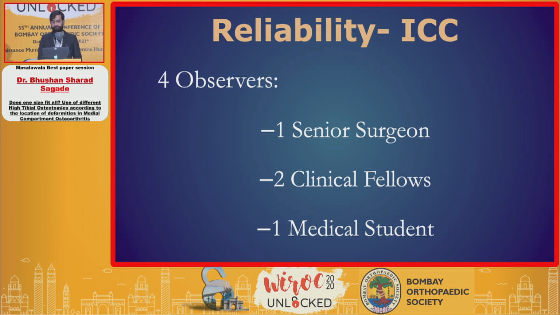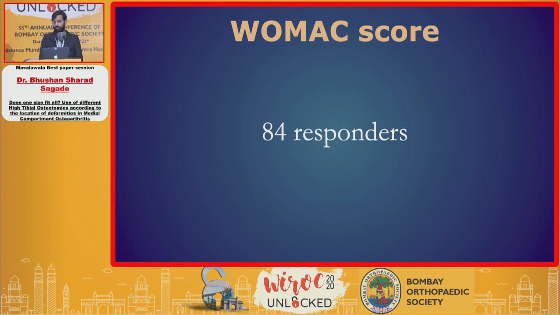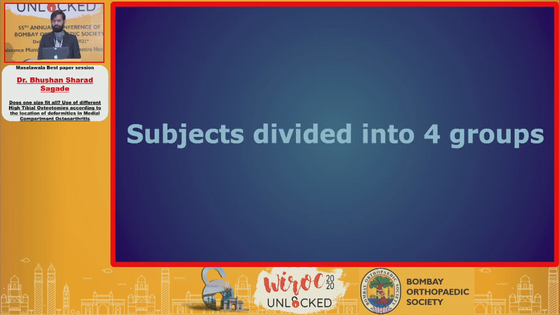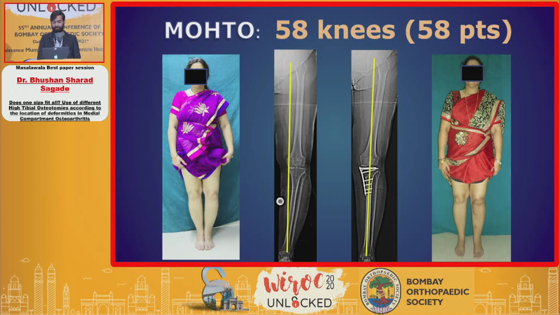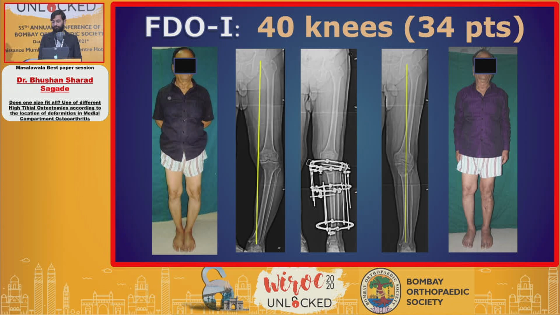Intra-class correlation coefficient was calculated to compute inter-observer reliability between 4 sets of measurements. Telephonic interviews were conducted to assess WOMAC scores post-operatively. The subjects were divided into 4 groups. MOHTO consisting of 58 knees, as in this patient with a mild varus deformity. The FDO-I consisting of 40 knees, as in this one with a moderate varus and significant tibial intorsion.